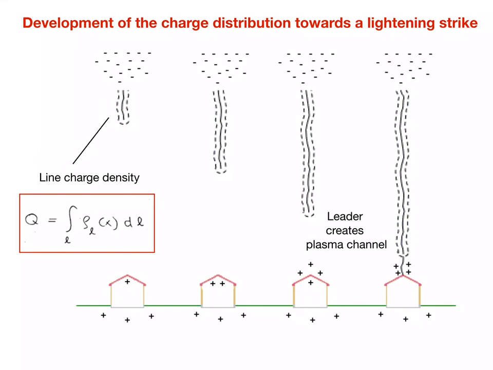In order for a lightning strike to occur, a leader has to develop that eventually extends to the ground, creating a conductive path for the lightning strike. The so-called leader is a good example of a line charge density. Integrating this line charge density gives a total charge Q that is negative.